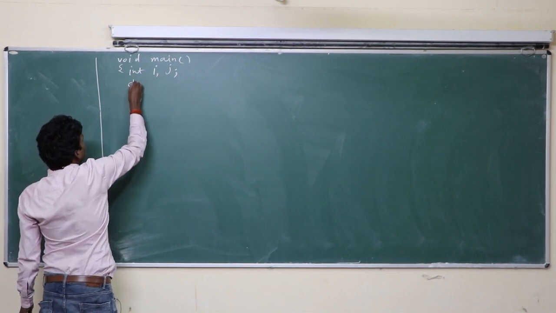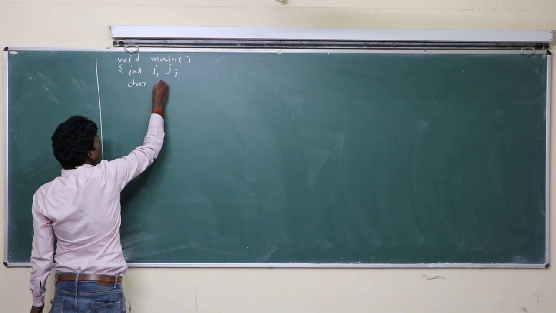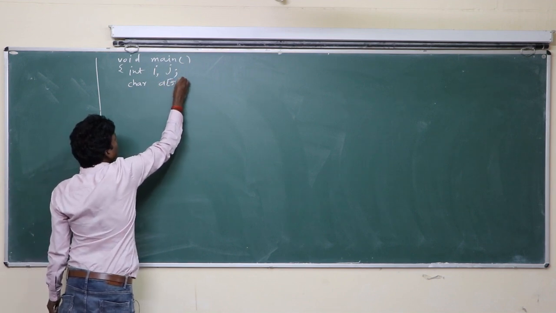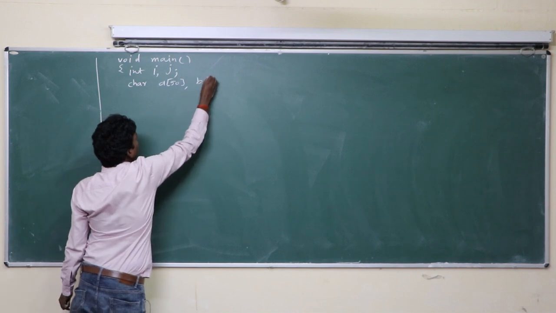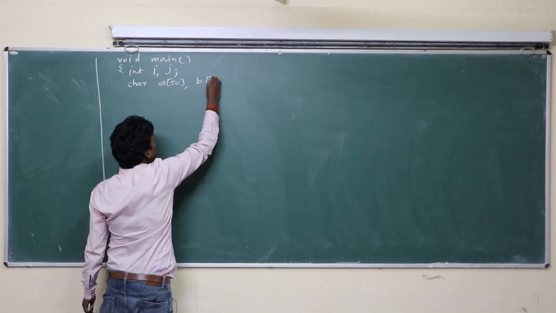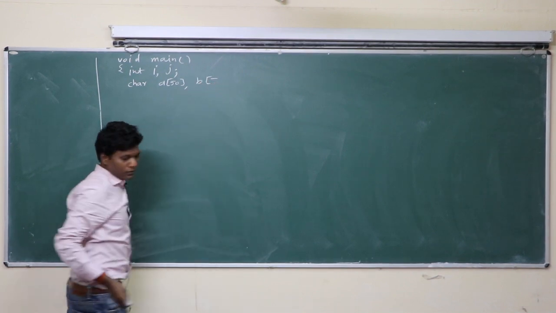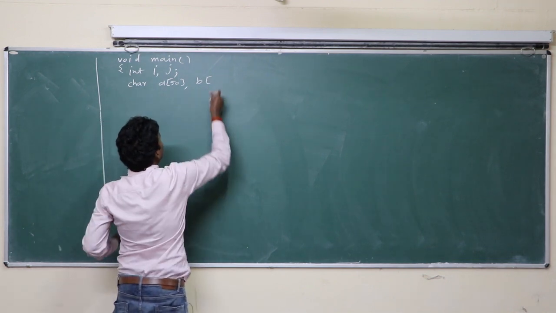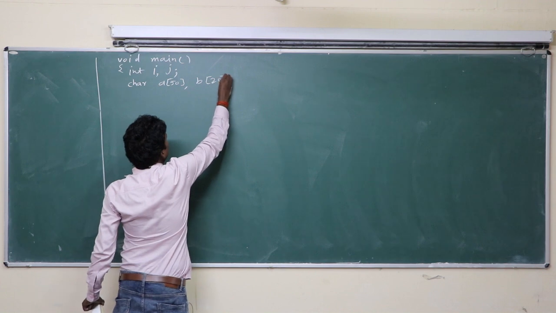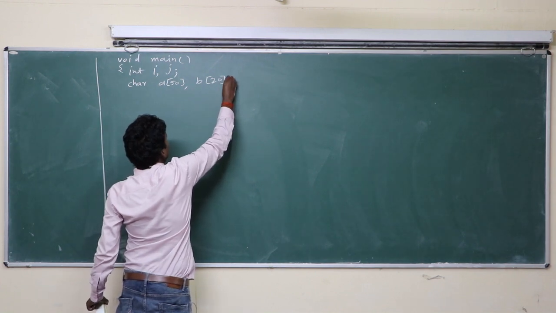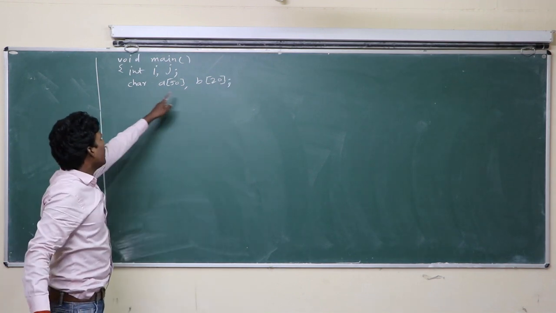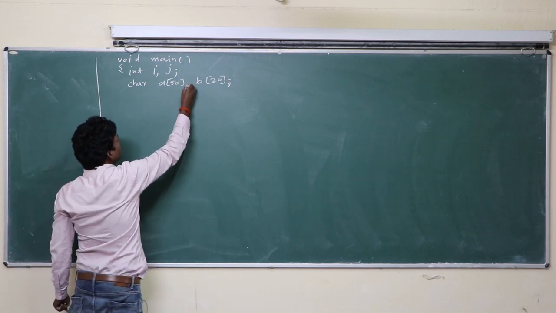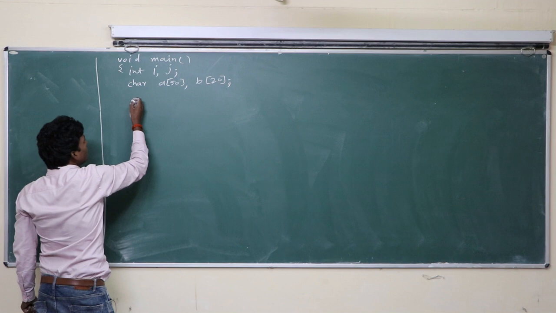Okay. char a of 50, comma b of 20. Strings A and B are declared here. A and B both are strings, which are declared here.